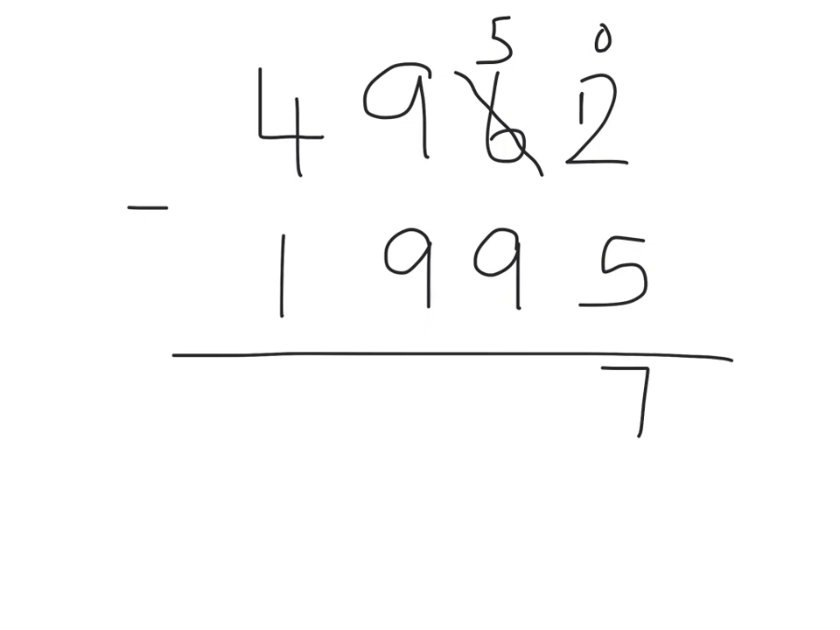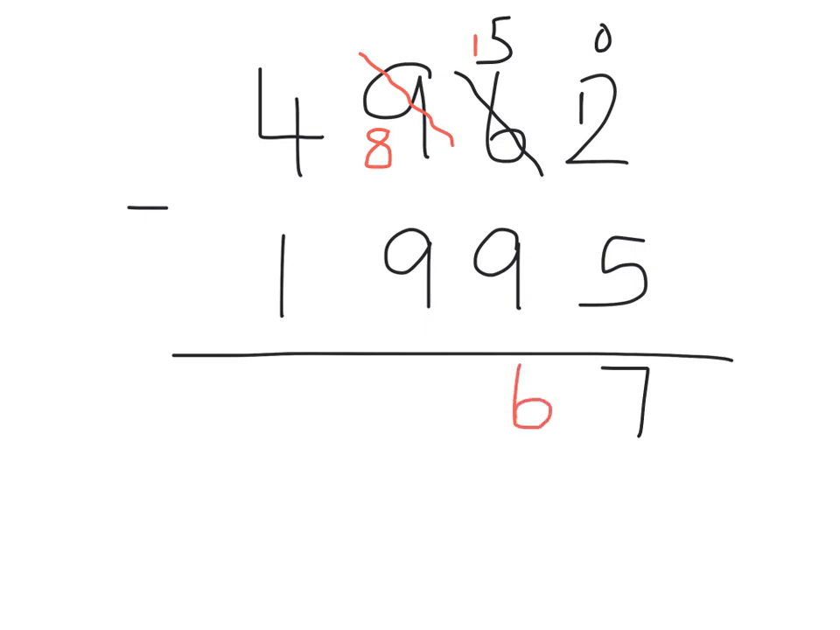The next thing I'm going to do is 5 take away 9. I can't take 9 away from 5. So I'm going to trade or borrow from the hundreds column. I'm going to cross the 9 out and borrow 1, which will make this 8, and I'm going to carry it over into the tens column. So 15 take away 9 is 6.